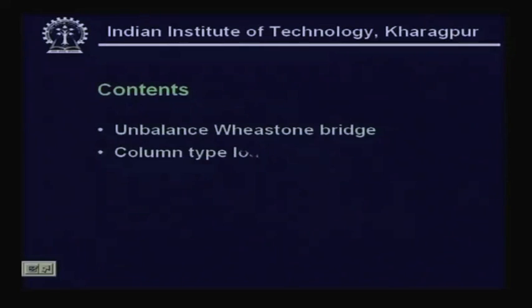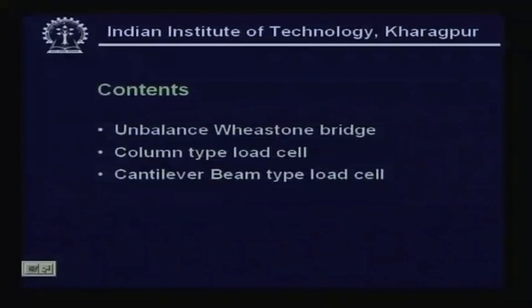Then we will cover the column type load cell. Instead of link type load cell, I mentioned column type load cell. Sometimes some people call it the uniaxial link type load cell, some people call it column type load cell. It looks like a column, that is the reason it is more appropriate if I call it a column type load cell. Then we will cover the cantilever beam type load cell, because it is basically a cantilever on which the sensors are used, that is the reason it is called cantilever beam type load cell.